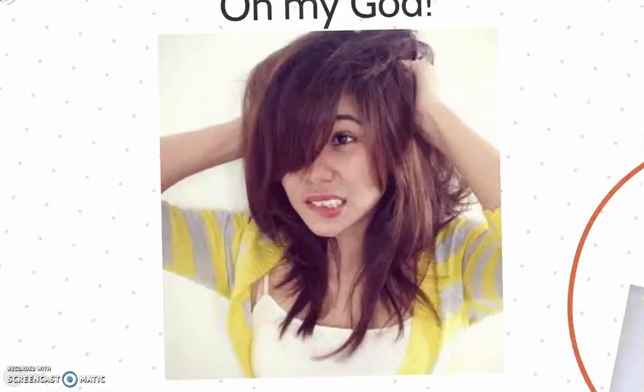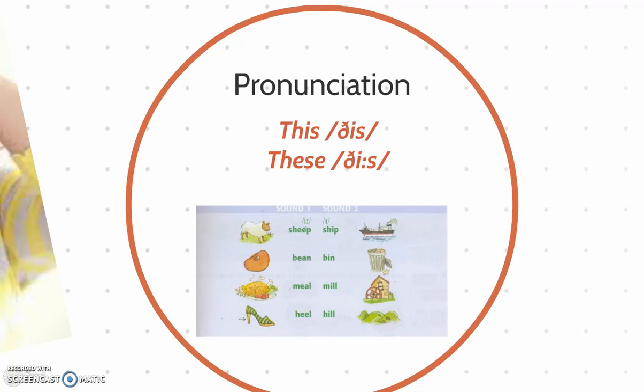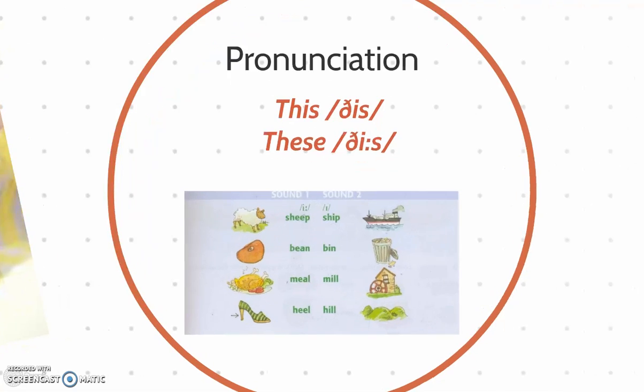Okay. But you might think, these, they sound exactly the same to me. How can I see the difference? Well, they have different pronunciation. This, for the singular, has a short I, this. Whereas these has a long I, E. You see those two dots there? That indicates it's long. It means it's pronounced as if it was two eyes. These. You have to spread your lips and smile. These. Listen to the difference. This, these. This, these.